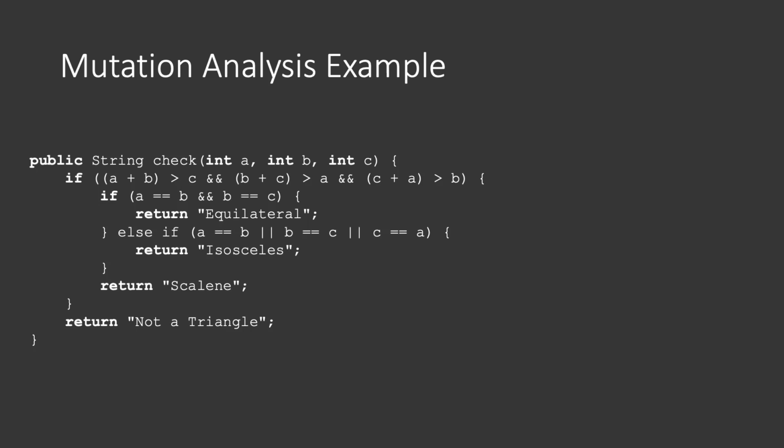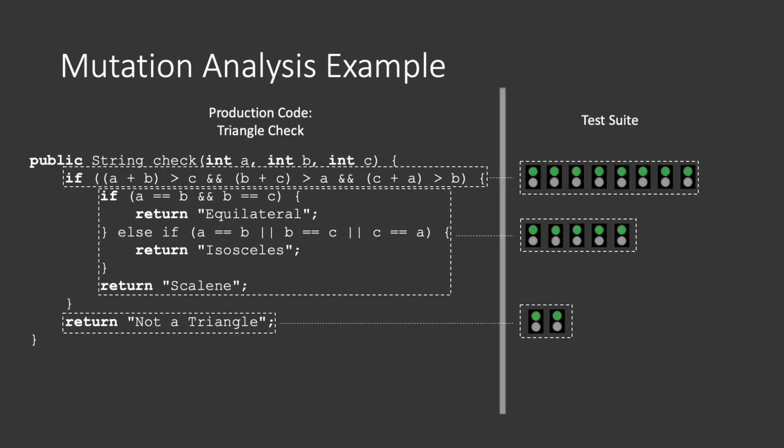This is a program that, given three integers, checks if the three numbers could form a triangle, and if yes, what kind of triangle they form. Assume that the program is tested by using a set of test cases. I'm using a symbol looking like a traffic light to represent test cases. Each traffic light corresponds to a test case. Green light means that the test cases are green, that is, they are passing. And red light means that they are failing.